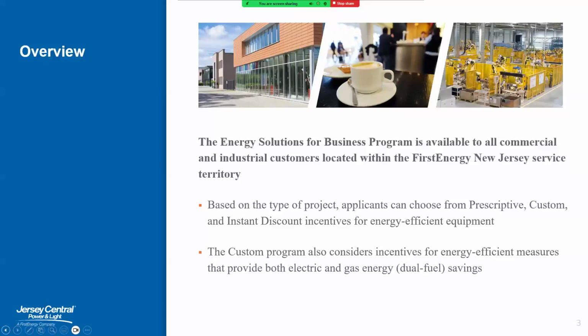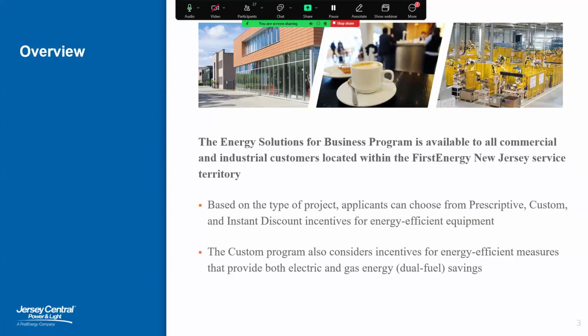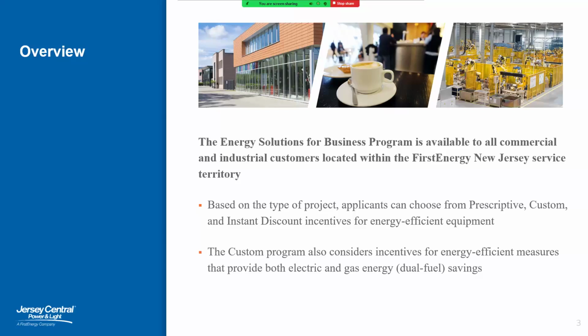Now, as an overview of the program, the Energy Solutions for Business program is available to all commercial and industrial customers, and that includes state entities, government entities, nonprofits, K-12 schools, universities, etc., within the First Energy New Jersey service territory. So if the customer has JCP&L as its electric utility provider, then they are paying into the societal benefits charge that funds these programs, and they are able to take full advantage of the incentives that are available as long as the project and its equipment qualifies.